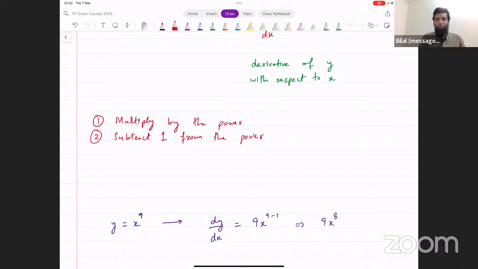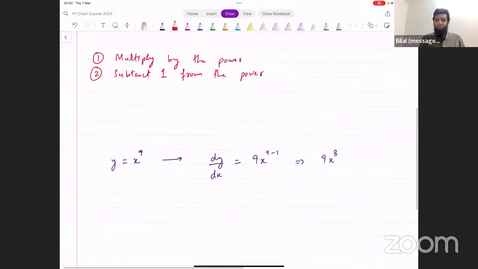Okay, that's exactly what we're doing here. We're saying let's multiply by the power, that's 9, and then subtract 1 from the power. That's 9x raised to power 8. That gives you the derivative.